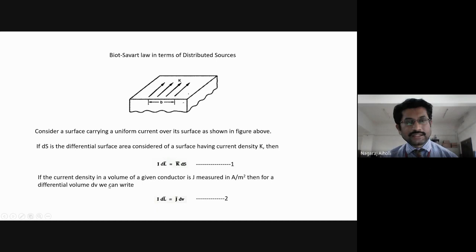The current density in a volume of a given conductor is J, measured in ampere per meter square. If they are considering the volume and mention the current density as J, then in a volume, J is given by current upon volume, I divided by V, or I is equal to J into V. That is J into dV, for the current element I into dl bar.